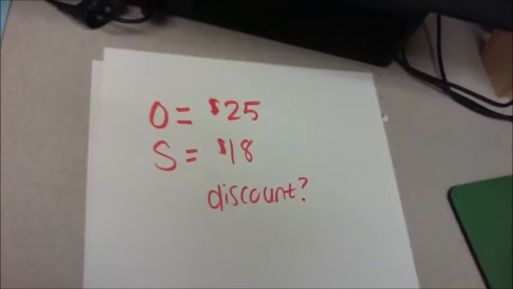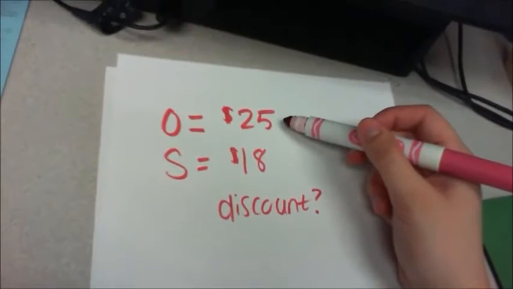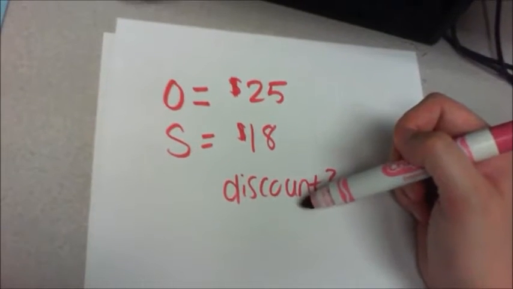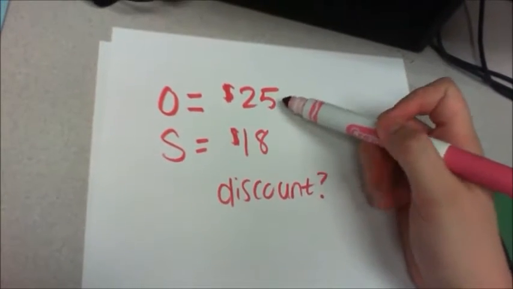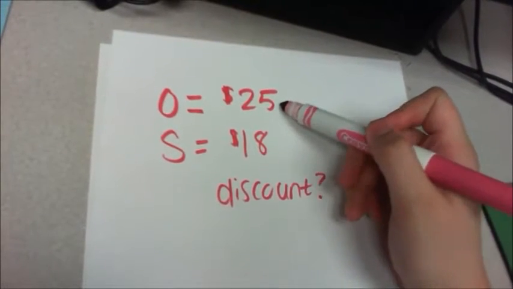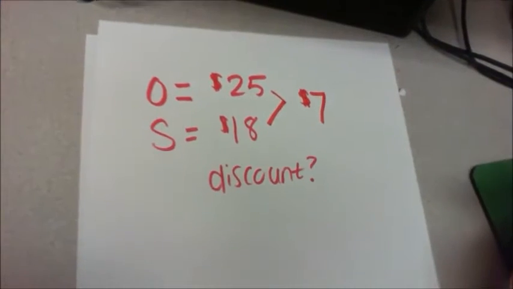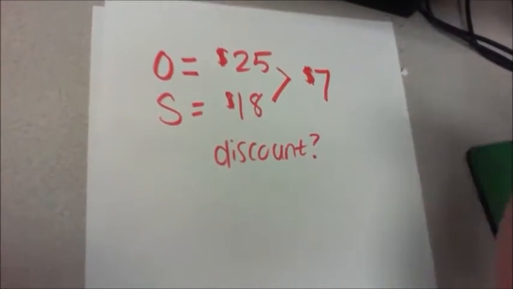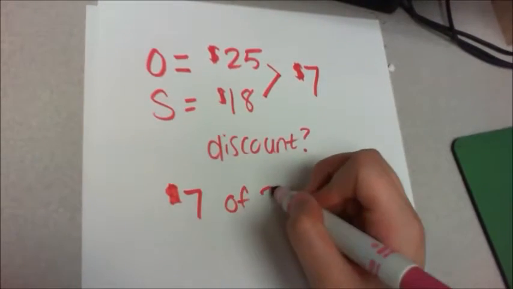So if a board game was originally $25 and it's on sale for $18, what's the discount? Before I can do anything, I need to figure out what's the difference between 25 and 18. I'm getting a savings of $7. 25 minus 7 will give me 18. So what percent is $7 of 25?